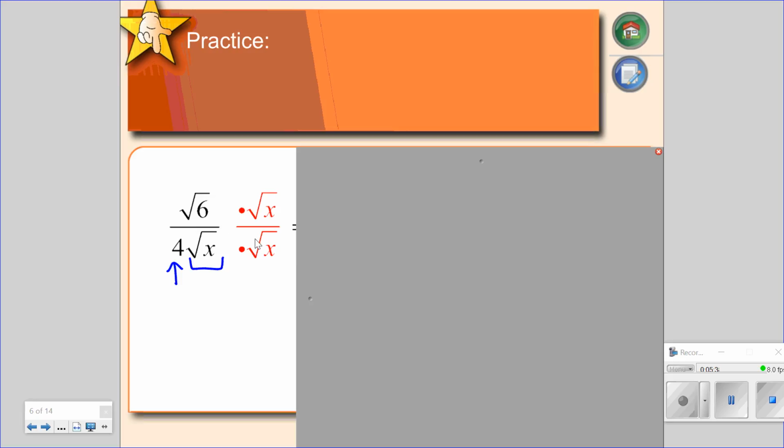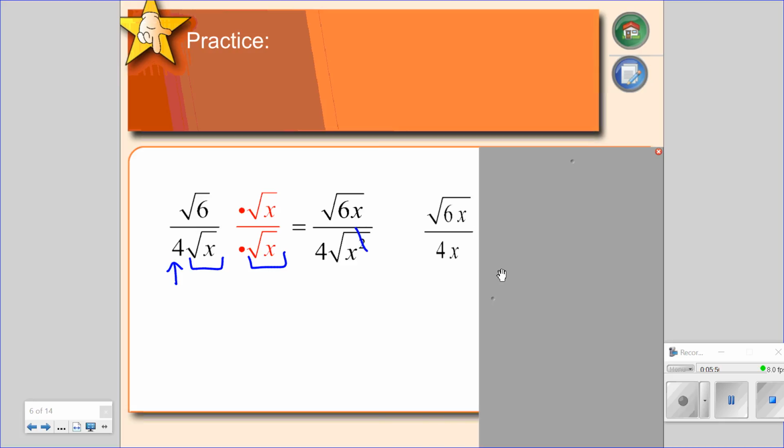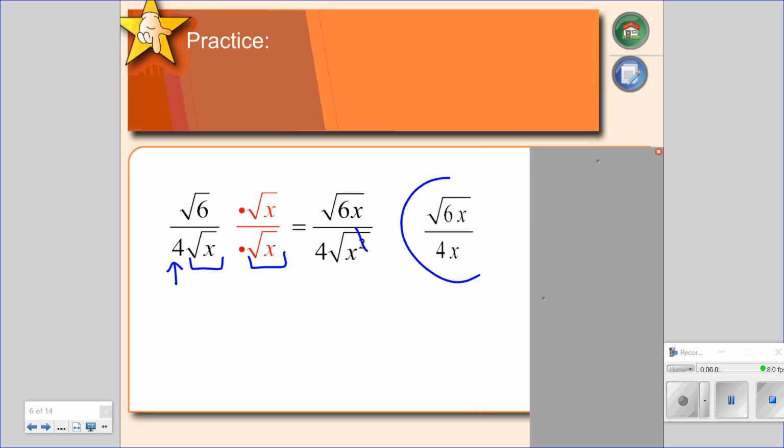Once you've done that, you will be left with, up top, 6 times x under a radical, and the square root of x times the square root of x is the square root of x squared. This simplifies to just a 4x on the bottom. Square root of 6 cannot further break apart under that radical as a perfect square factor in any way, nor can the x to the first. So here we are finished, and we've gotten rid of the radical that was in the denominator.